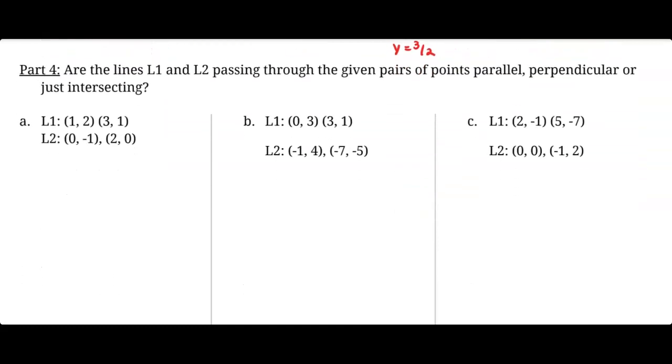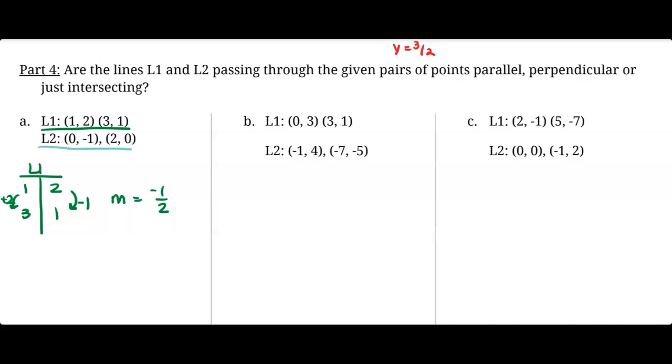Part 4 is the most work intensive, but it's not too difficult. We're still deciding if the pairs of points are parallel, perpendicular, or intersecting. To do that, the first thing you need to do is find the slope of L1. I'm going to use a table because I think it's the fastest. So L1, we have a change of subtracting 1 over adding 2, which gives me a slope of -1/2.